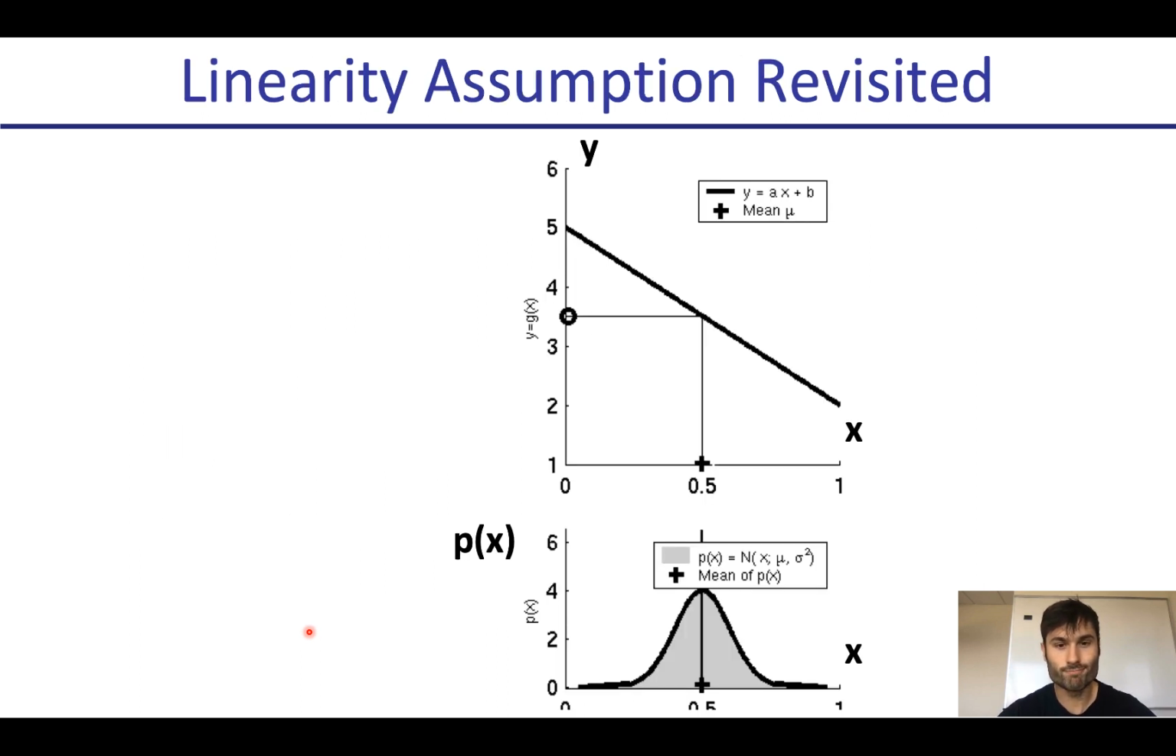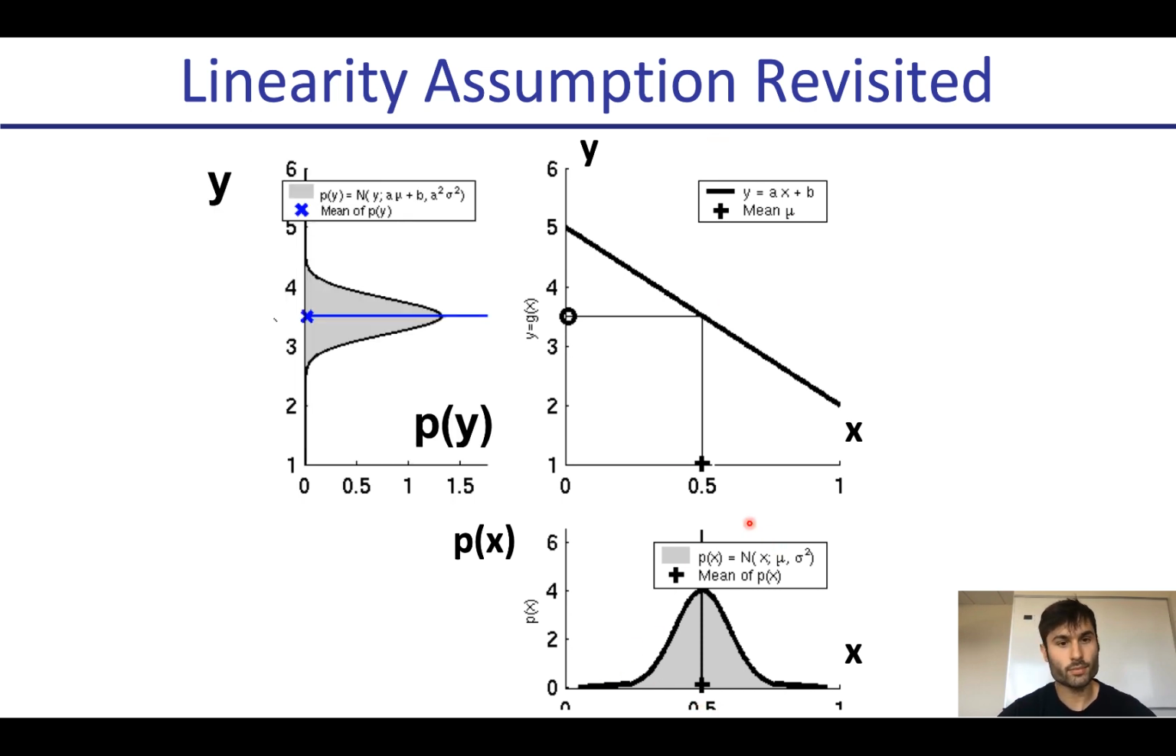How do these linear and nonlinear functions affect the probability distribution? In the case that we have a linear function, y equals ax plus b, and we pass a Gaussian distribution through it, what we end up having is another Gaussian distribution. The only thing is this Gaussian distribution has a different mean and a different standard deviation. So essentially it is shifting and scaling the original Gaussian distribution.